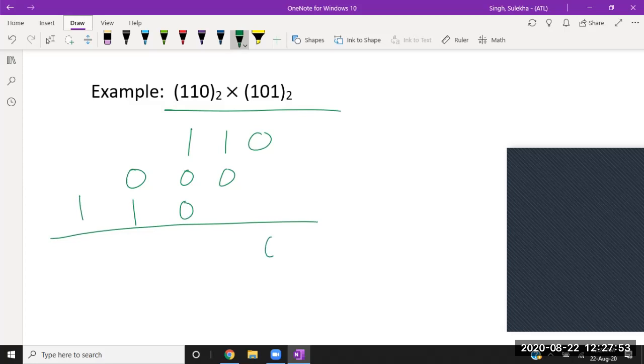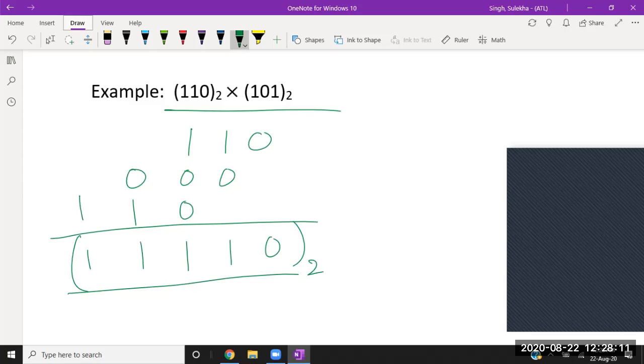0 plus nothing is 0. 1 plus 0 is 1. 1 plus 0 plus 0 is 1. 0 plus 1 is 1. 1 plus nothing is 1. So I'm landing with this answer, 11110, and this is in base 2.